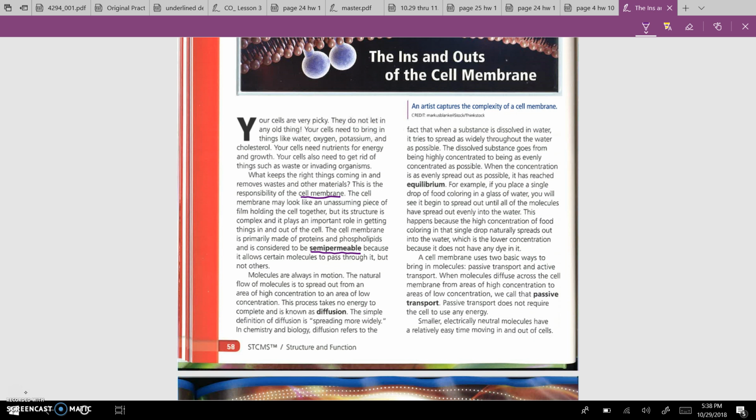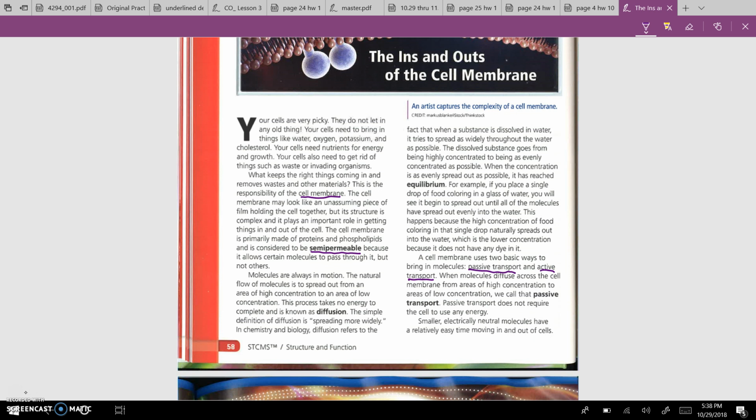A cell membrane uses two basic ways to bring in molecules: passive transport and active transport. When molecules diffuse across the cell membrane from areas of high concentration to areas of low concentration, so from areas where there's a lot of molecules to areas where there are fewer of those molecules, we call that passive transport. Passive transport does not require the cell to use any energy.